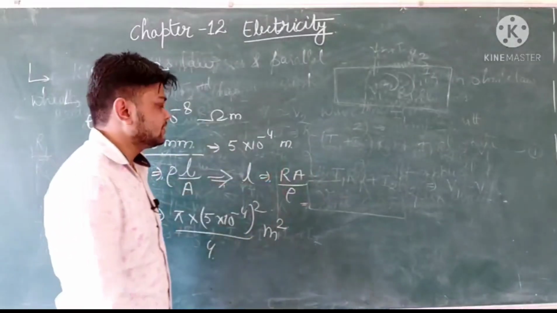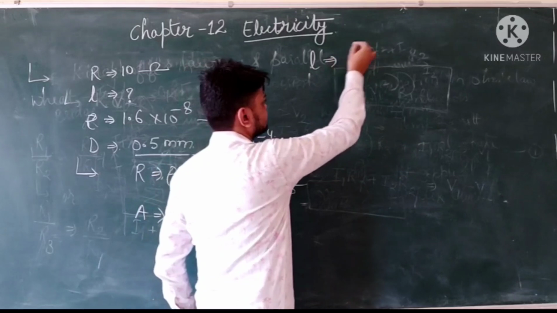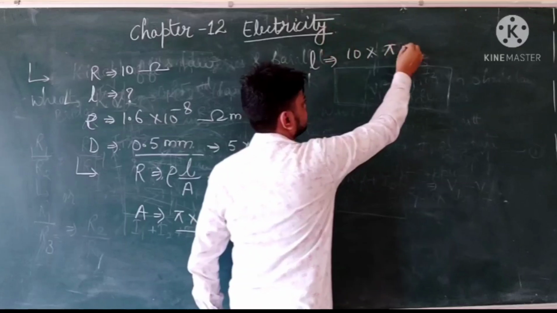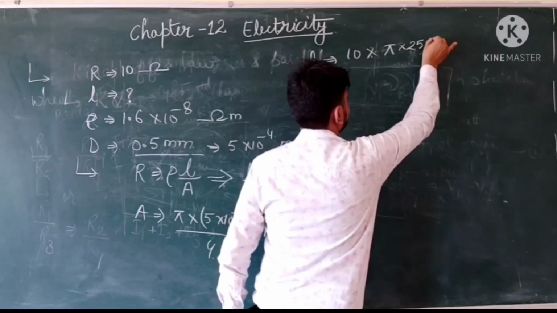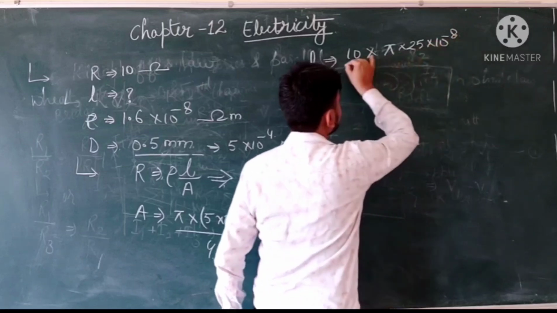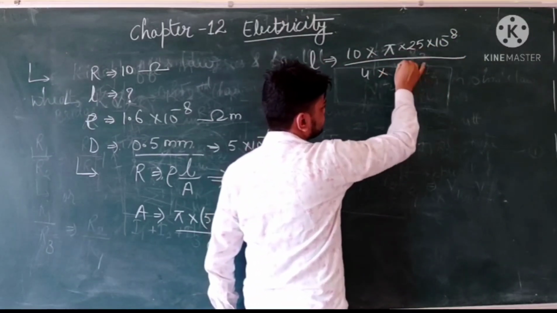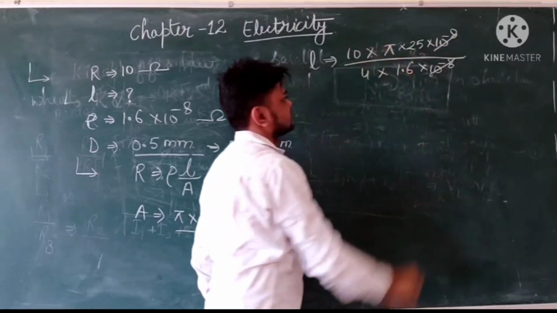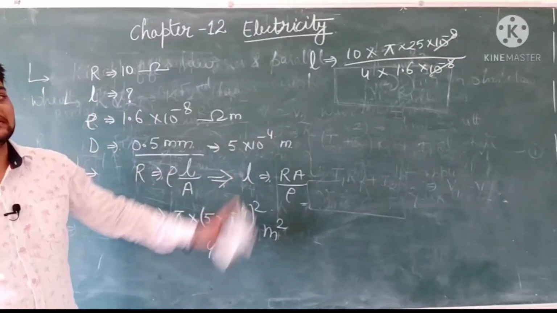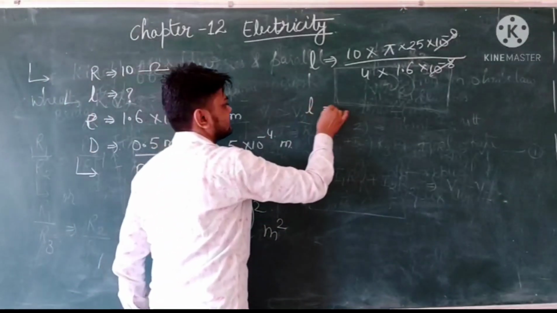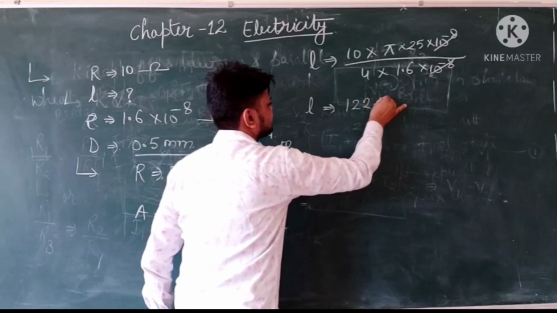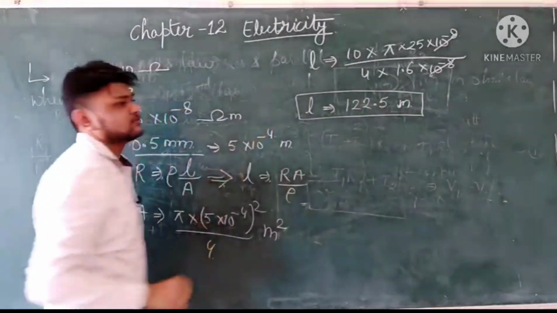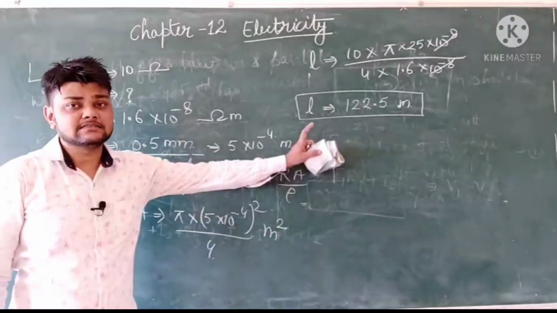Substituting this value here, I will get length is equal to 10 ohm into area, that is 25 into 10 to the power minus 8, upon 4 into 1.6 into 10 to the power minus 8. So this is directly cancelling out. 10 to the power minus 8 will go away. While solving, I will get the length around 122.5 or 122.6 meter. This is one of the major questions that students get stuck on.